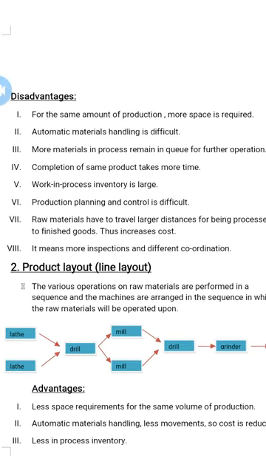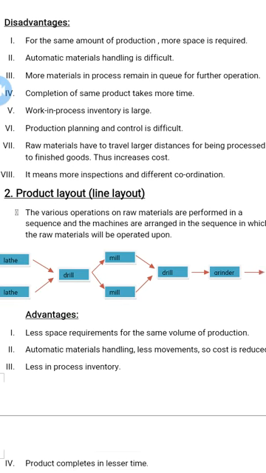So what are the disadvantages? For the same amount of production, more space is required, because the machines are kept in one space. They will take a large area. Automatic material handling is difficult. More materials in process remain in queue for further operation. Completion of the same product takes more time. Work in process inventory is large.